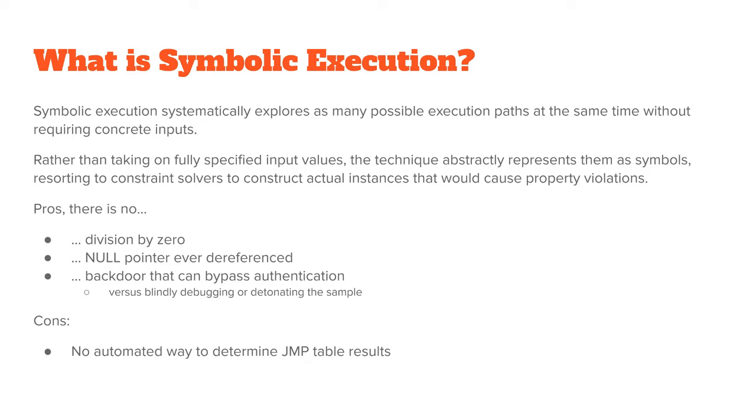So the pros: there is no division by zero, no pointers ever dereferenced, there's no backdoors that can bypass authentication, or things like blindly debugging and then detonating the sample and causing who knows how many issues. And then of course the cons: no automated way to determine jump table results, and we can also get into why that is in a couple of slides.